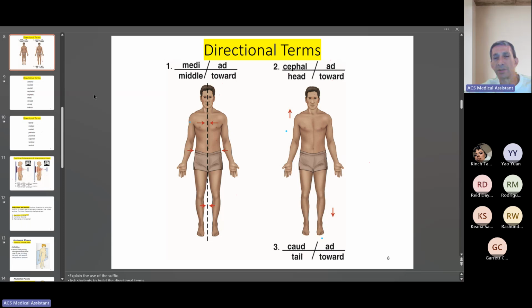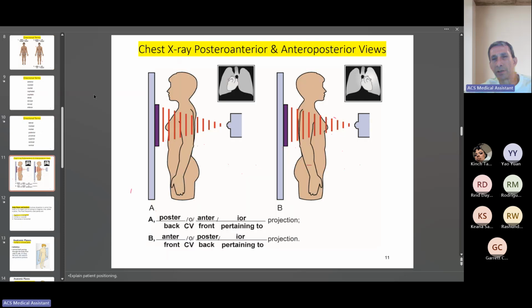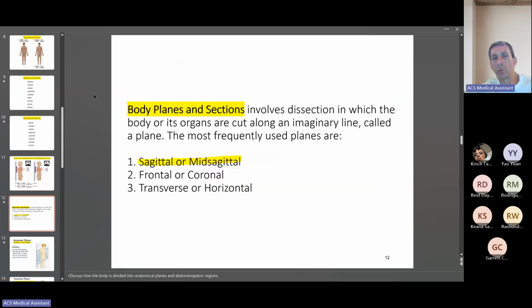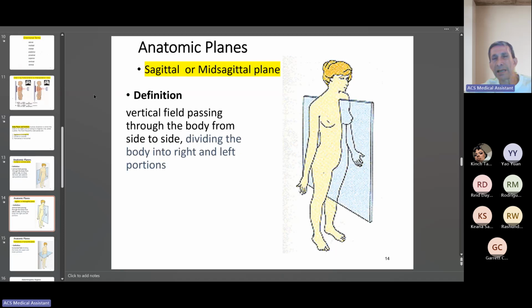Thank you. So you guys do understand that. So let's move on with the second one. So here it is, sagittal or mid-sagittal. So this is how it works.